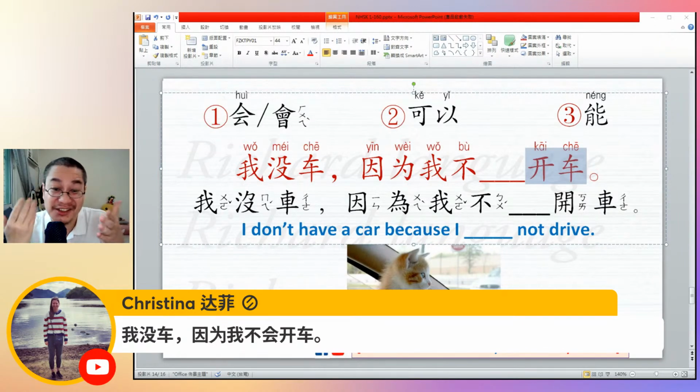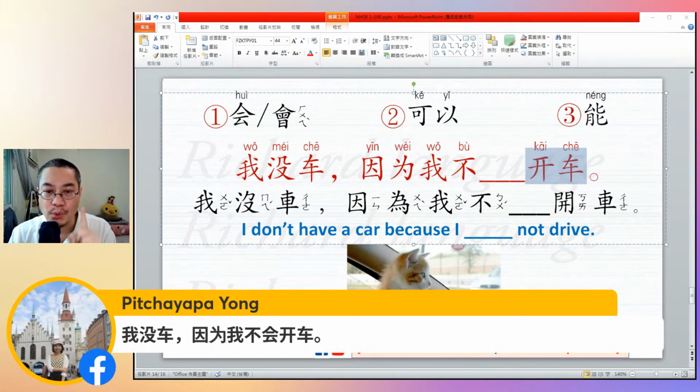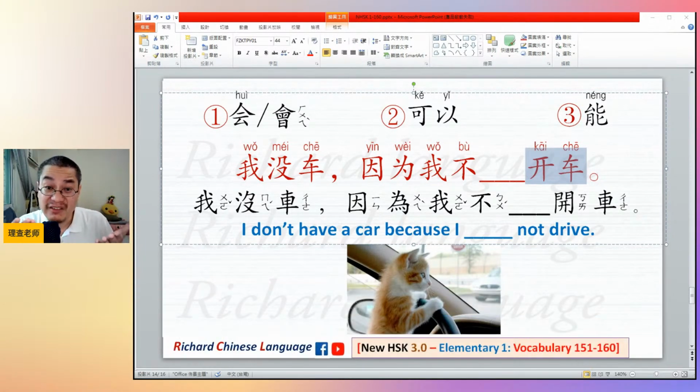I don't even know how to drive. Why should I have a car? Right? 我不会开车。The answer is 我不会. I don't even know how to drive, so I don't need a car. 我没车因为我不会开车. I don't even know the skill. So you're talking about a skill.